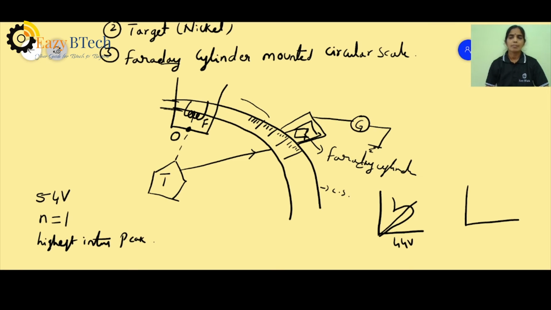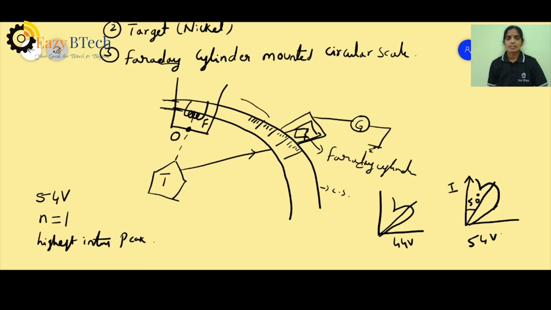A prominent beam is observed at 54 volts, and at that point the angle of deflection that we will be observing is 50 degrees. So this angle is 50 degrees. And this is happening at which voltage? It is happening at 54 volts. And since we have the highest intense peak at this voltage, this expression we are going to consider now.